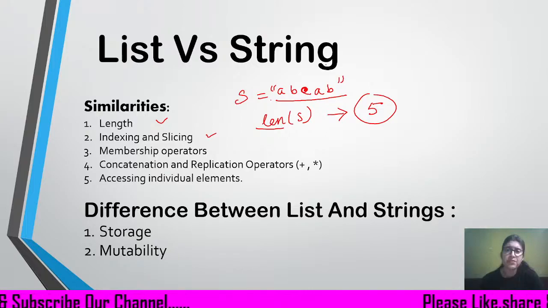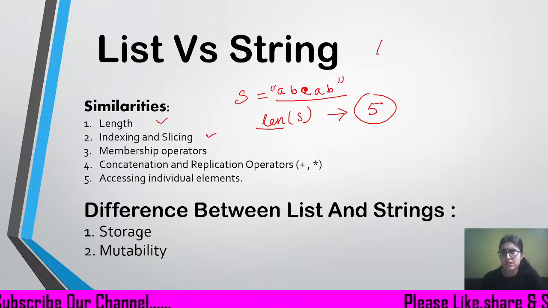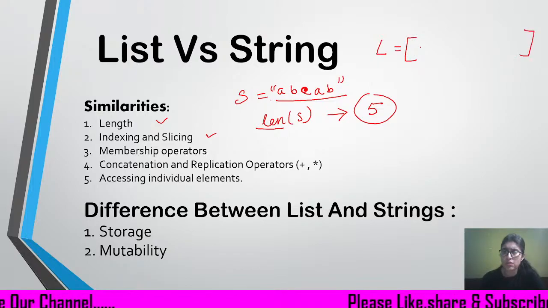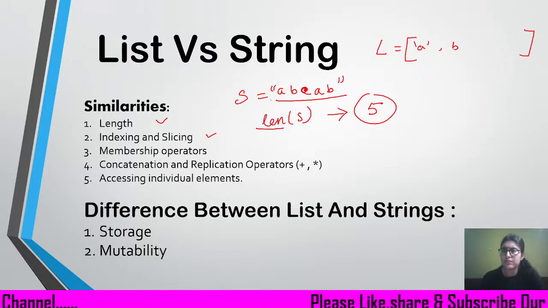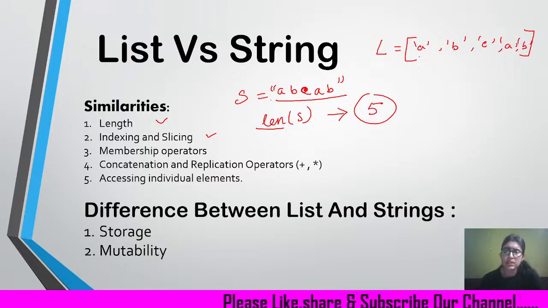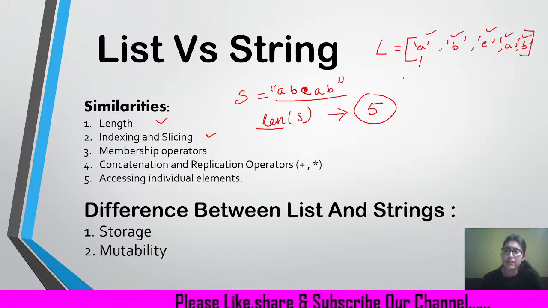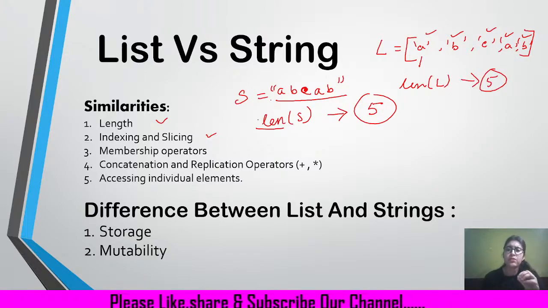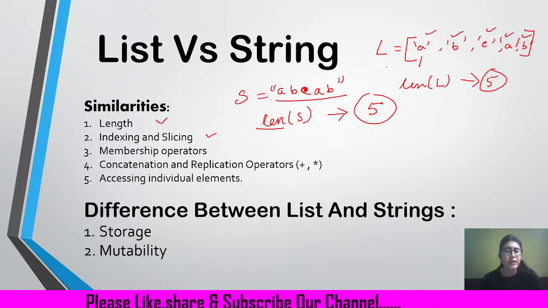Similarly, if I write a list, we can denote a list with a square bracket like this. Okay. So if I write a list with some character values like A, B, C, A and B, how many elements are present? 1, 2, 3, 4 and 5. So length of L will be 5 again. So the length of L and length of S is the same because the same number of characters are present over there.